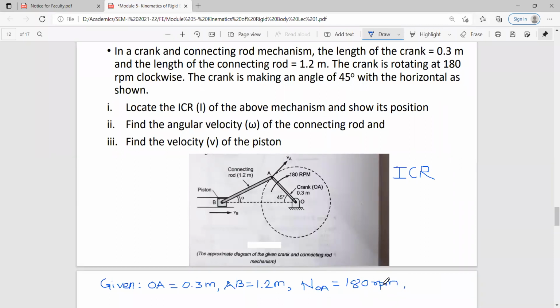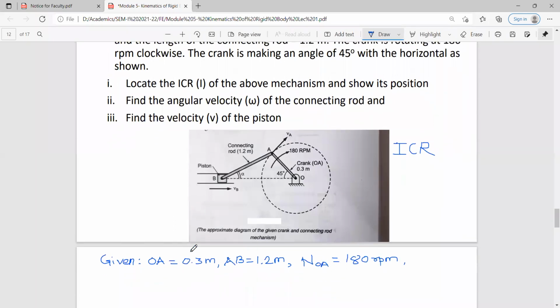Okay, so how to convert RPM into radian per second? We have the formula for the same. You are converting n into omega, angular velocity. Omega of OA is equal to 2 pi n upon 60. So if you multiply RPM with 2 pi upon 60, it will convert it into radian per second. Okay, so tell me how much you are getting. 2 pi upon 60 multiplied by 180. Means 6 pi.